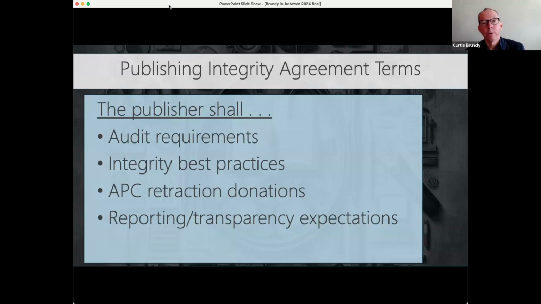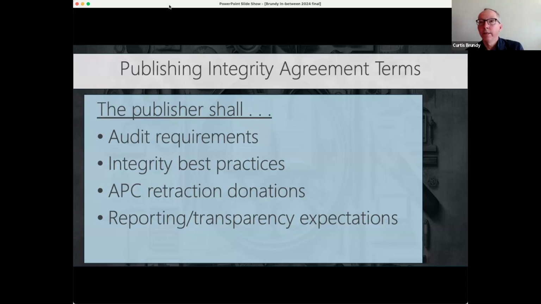Do we need audit requirements? Does a third party need to come in and verify that the publisher is actually doing X, Y, and Z in terms of publishing integrity? What happens with APCs from retracted articles? So the Institute of Physics recently announced that they're going to donate the APCs from their retracted articles to Research for Life, which I think is fantastic. I'm not sure Research for Life is the best destination for those donations. Maybe it is. Maybe these APCs, when the publisher gets something retracted, are what's going to fund the bounty programs. If these bounty programs prove helpful in maintaining publishing integrity, they're going to need to be funded. Maybe that's where these APCs should go.